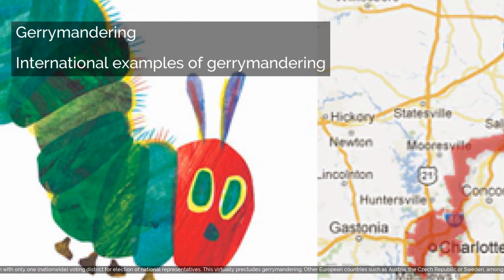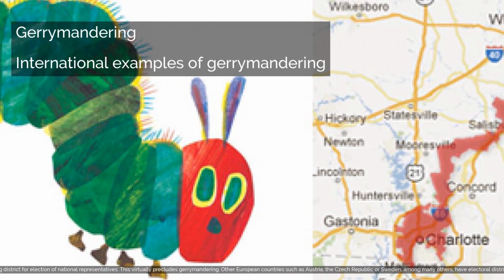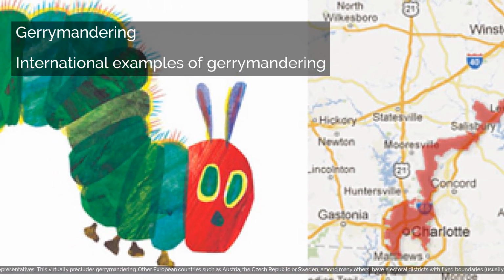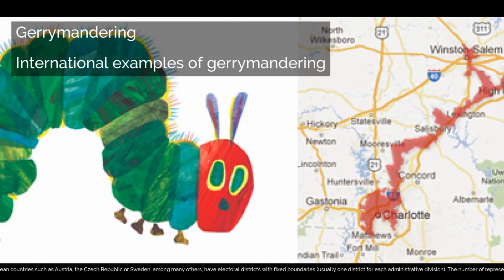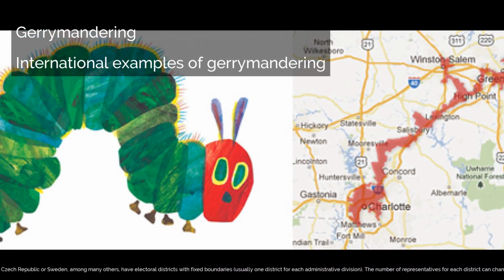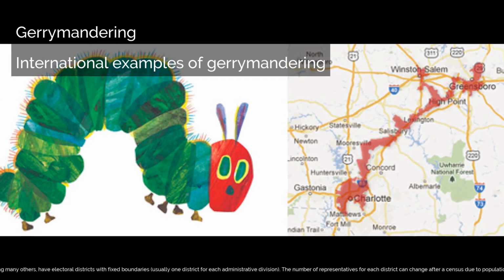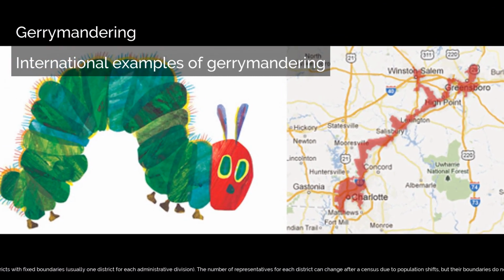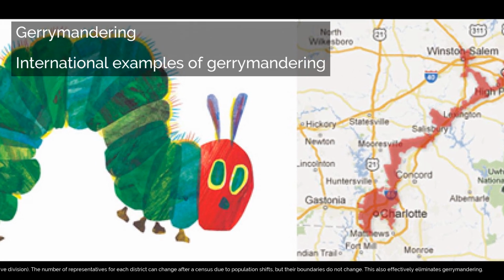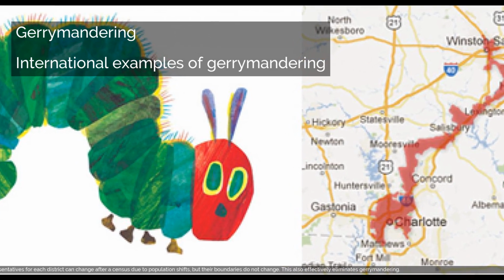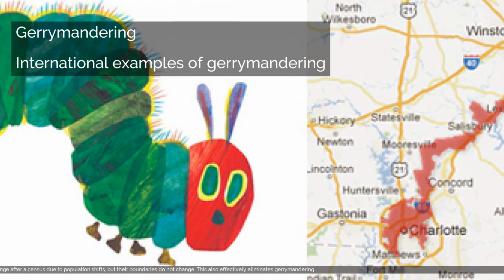This virtually precludes gerrymandering. Other European countries such as Austria, the Czech Republic or Sweden, among many others, have electoral districts with fixed boundaries, usually one district for each administrative division. The number of representatives for each district can change after a census due to population shifts, but their boundaries do not change. This also effectively eliminates gerrymandering.